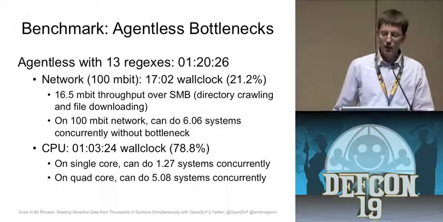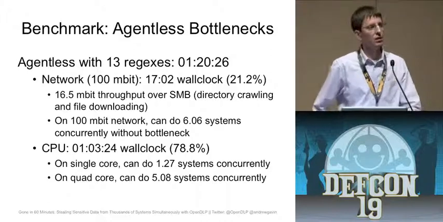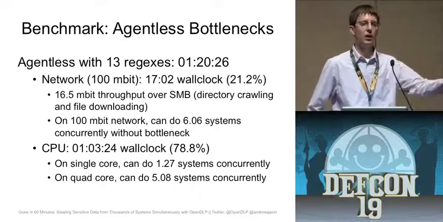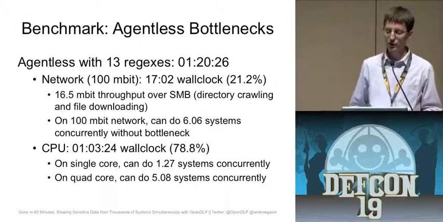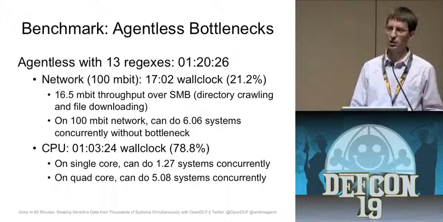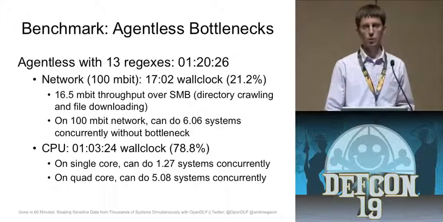And for the agentless scanner, of that time, about 20% of the time was spent downloading the files, because with an agentless scanner, you basically have to download the entire file system to your own box so you can process those files. So 20% of the time was spent on that, and nearly 80% of it was spent on crunching the numbers. Now, if you're going to do this for more than one box, more than one target, you're going to run into some bottlenecks.